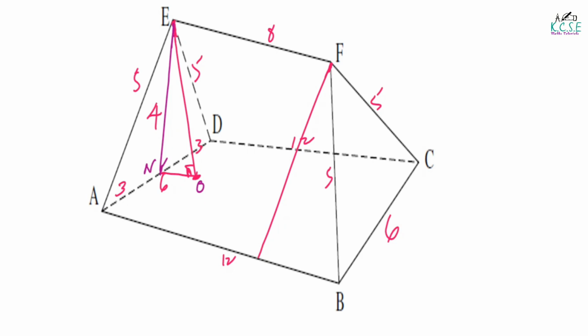Now having this line, you realize these will be from DC. DC is 12, which is AB. Then EF is 8. So in the middle here, up to that point, this is where we have E. This will be 8. So this side will be 2, and this will be 2.